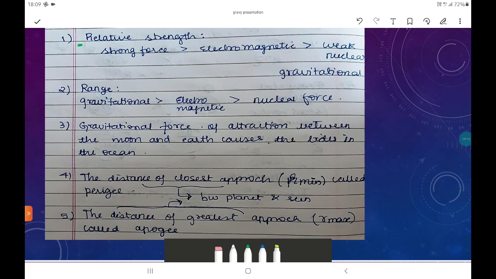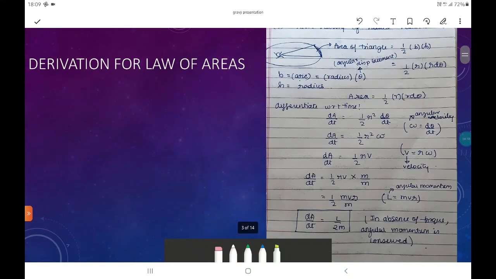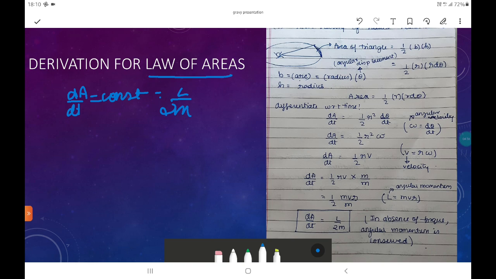Now, moving further. In the second law of Kepler, the law of areas, I told you that equal areas are covered in equal amounts of time, and that constant value was L upon 2m. I thought, why not derive this, because once you know how to derive something, you start feeling physics is interesting instead of boring. So here, L by 2m: how do you get this constant value?